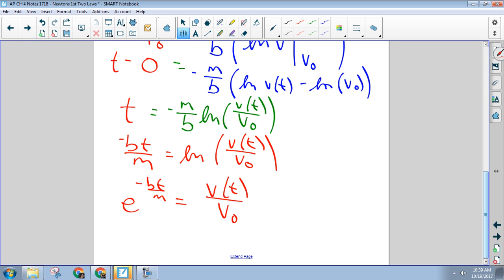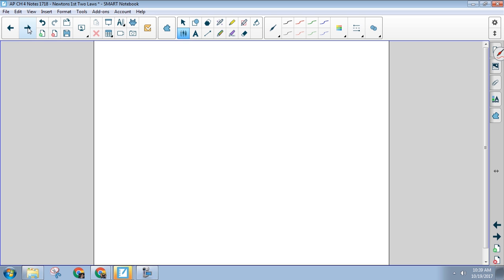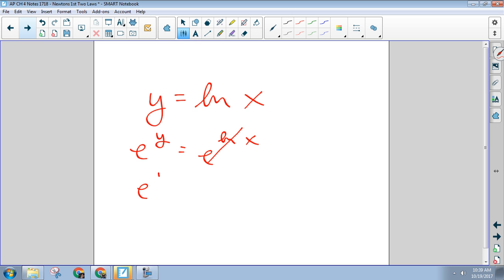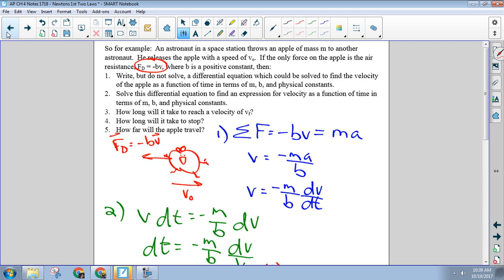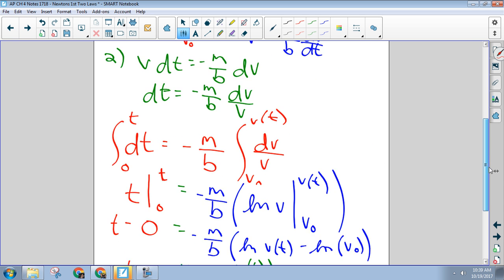Forget about physics for a minute. If I give you y equals the natural log of x, and you want to solve for x, you raise e to both sides. It turns out that the function e to the and natural log of are inverses. So these cancel out, and you get e to the y equals x. Follow? So I used that exact same trick. So e to that whole negative bt over m.